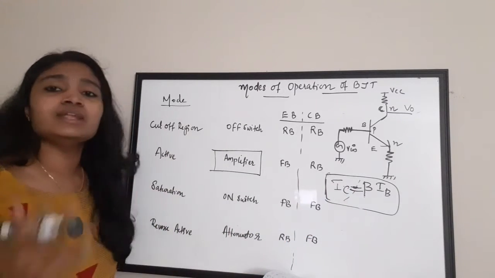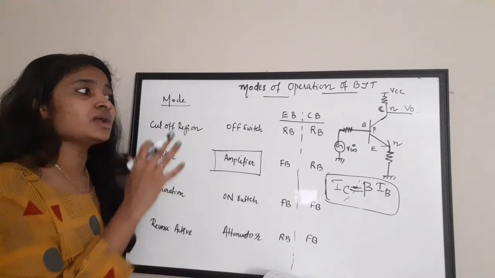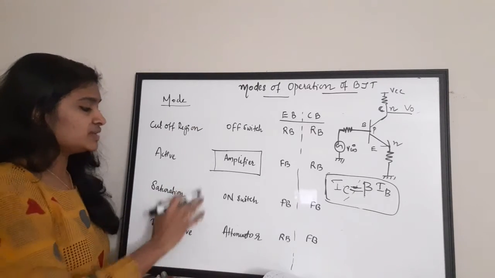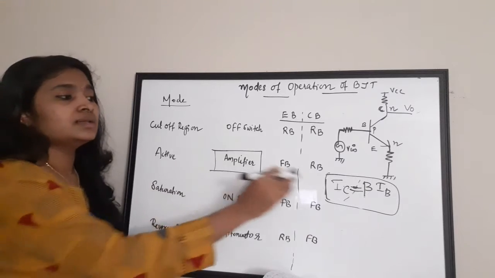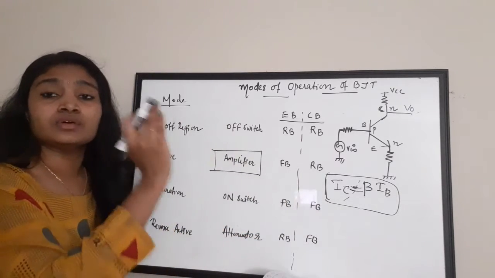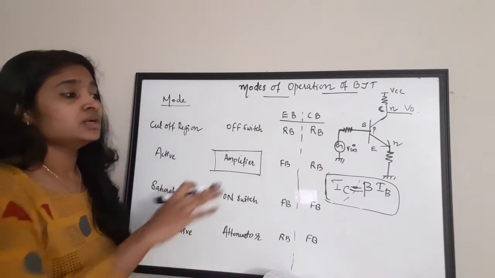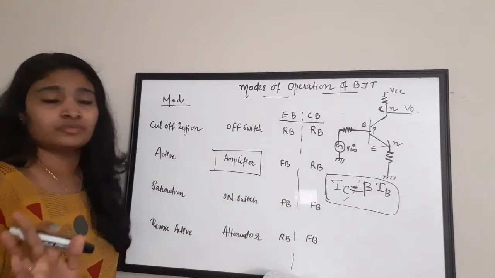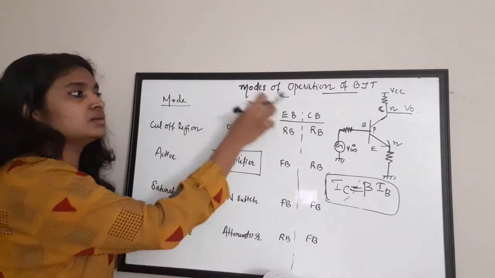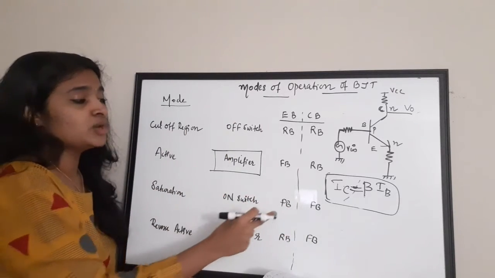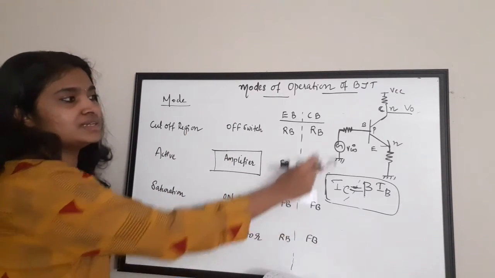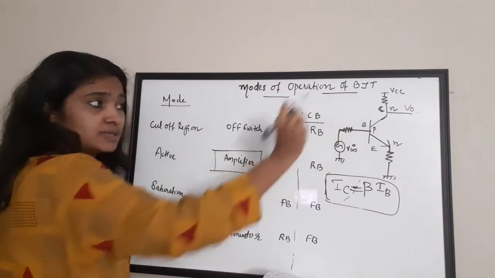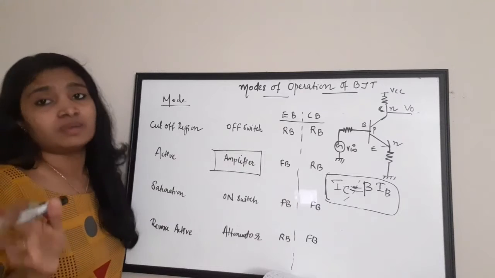These concepts are very easy to study, but you should understand them from the working principle, not just by heart. Okay. So in saturation, what will happen? The IC will get saturated, or IC sat is achieved. No relation is followed here, like IC is equal to beta IB. It is not followed. Now, what is the biasing here? Both the junctions are forward biased. That is, the emitter base junction and the collector base junction are forward biased.